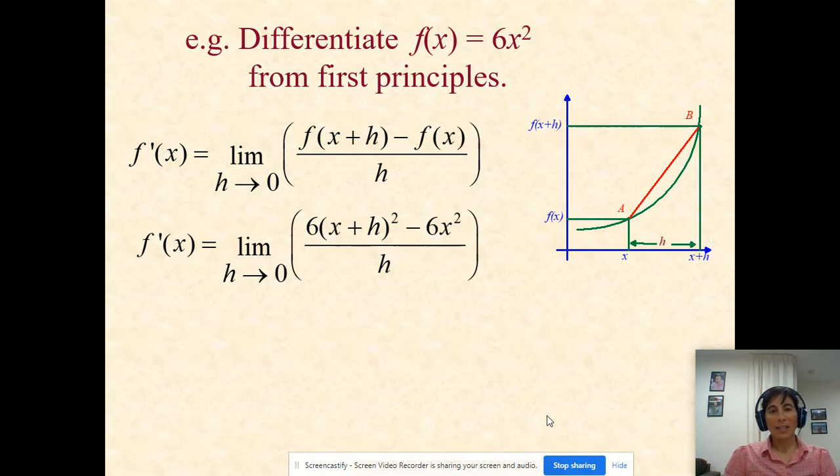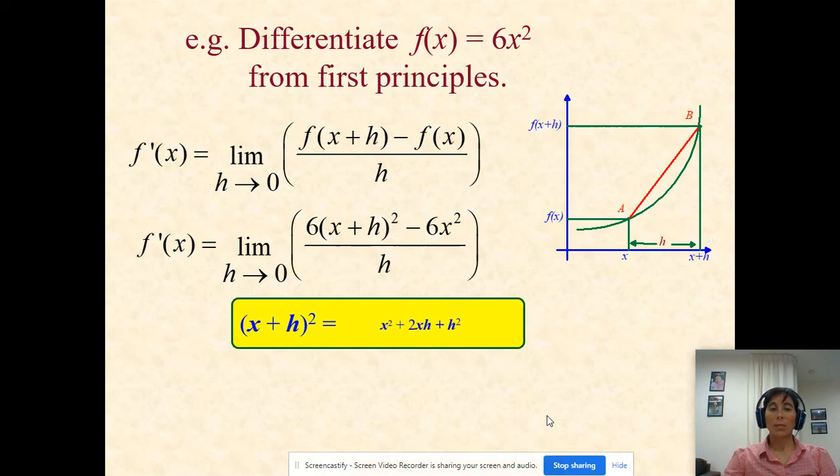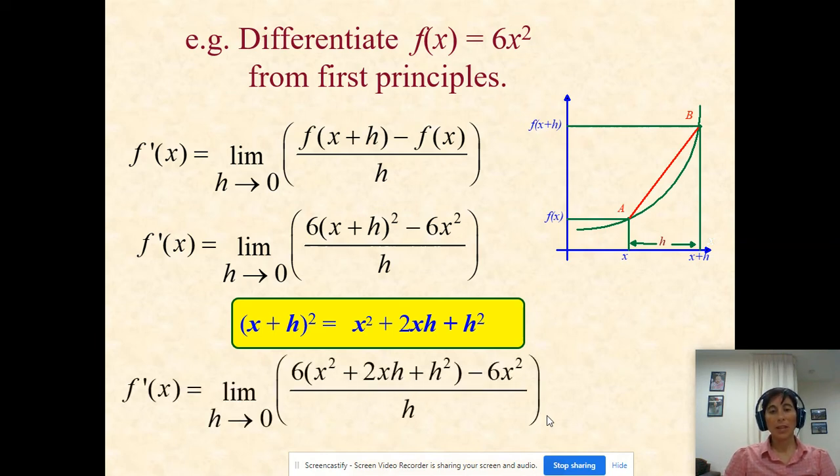So f of x plus h, what does that mean? Have a look at what's just written here. What I've got here is 6 times x plus h all squared. So instead of writing x, we're just writing x plus h and putting it in brackets. Then we're minusing off the original function, 6x squared, and then putting it all divided by h. So that's the first step. But x plus h all squared, we can expand to x squared plus 2xh plus h squared. So if we substitute that in, the equation would look like this.